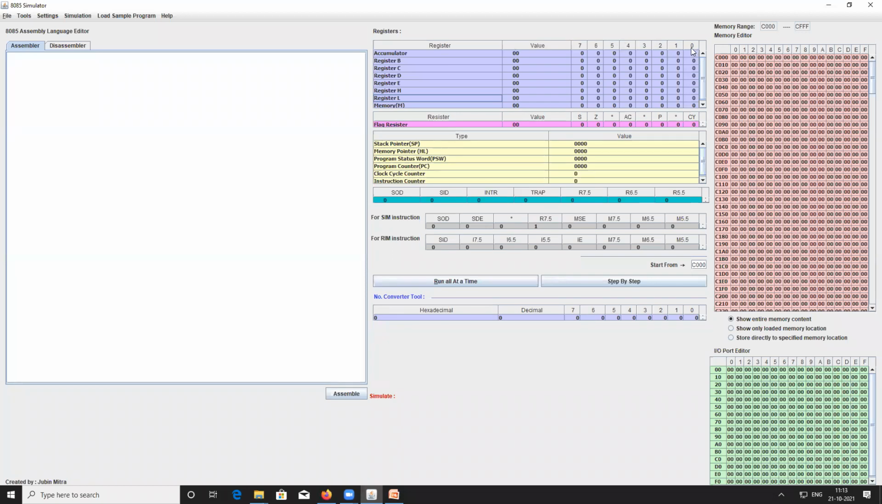On the right side you can see 0 to 7. What does 0 to 7 mean? This is 8-bit data. 0 to 7 is 8 bits, so all registers are 8-bit. Remember that all registers are 8-bit because it's 0 to 7.